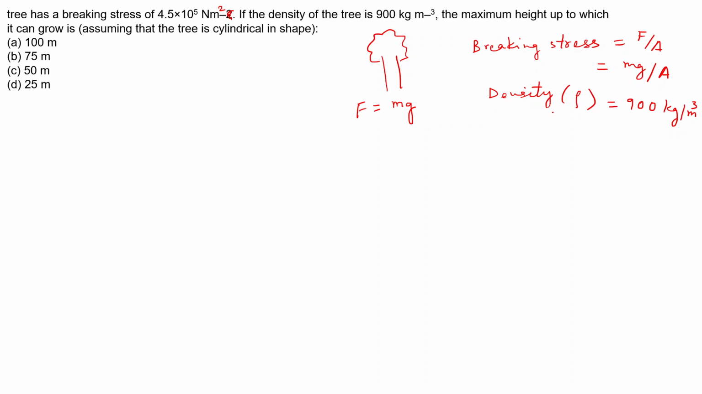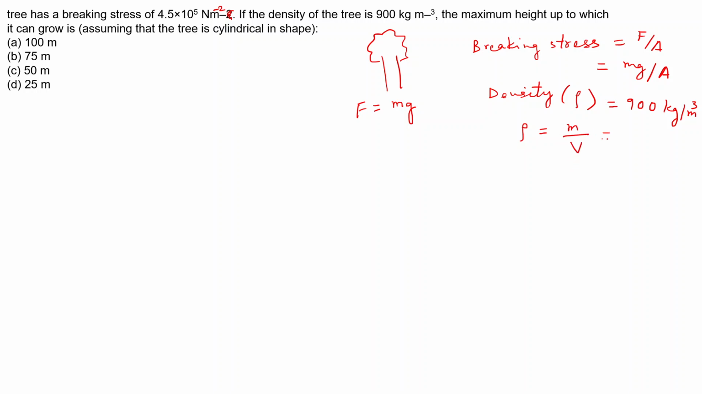Sorry, this is not Newton meter square. I think this is Newton per meter square, or Newton meter raised to the power -2, because it's stress, force per unit area. So let us begin. This 900 kg per meter cube is the density. Now we have not been given the mass of the tree, but we have been given the density, so first we will write mass in terms of density. Now we know that density for any material is given by mass divided by volume, right?